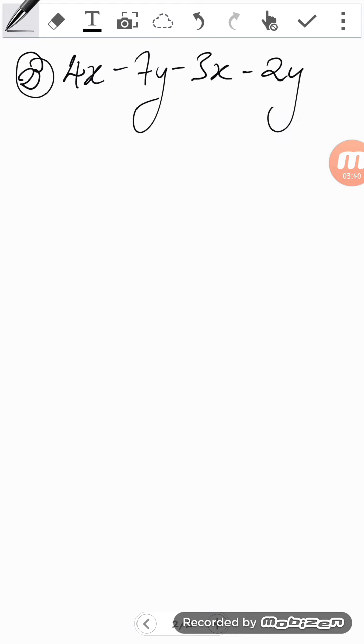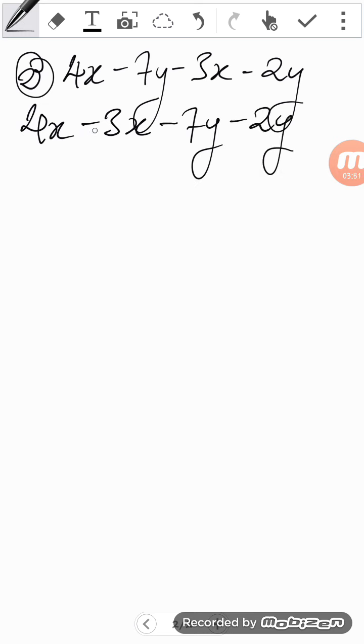Alright, let's continue with another example. So now let's say you're having something such as 4x minus 7y minus 3x minus 2y. So if you collect the like terms, you'll be having 4x minus 3x, then minus 7y, then minus 2y. Then 4x minus 3x will simply give you what? x. Now this side you're having same signs, so same signs you add. If you add 7 to 2, you'll be having 9. But you get the sign from the bigger number, so you'll be having a negative 9y. Now since x and y are not the same, this is your final answer.